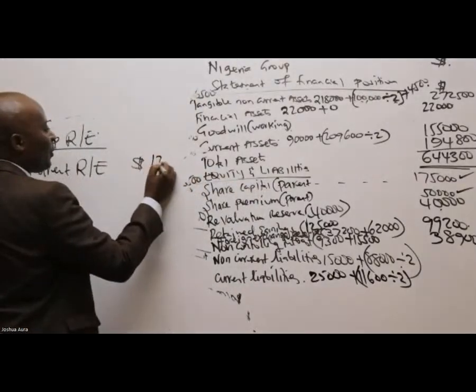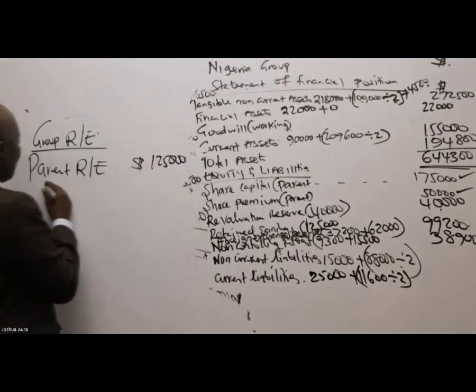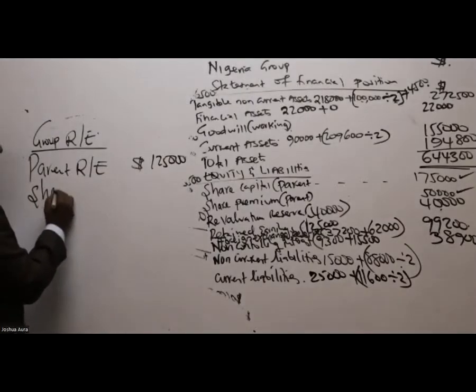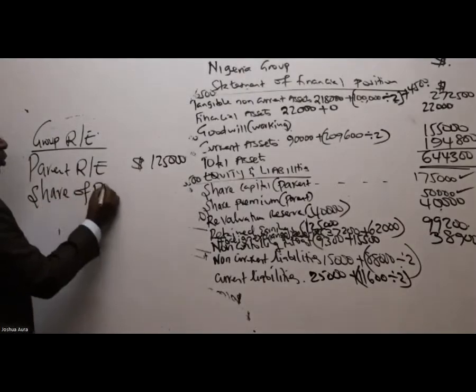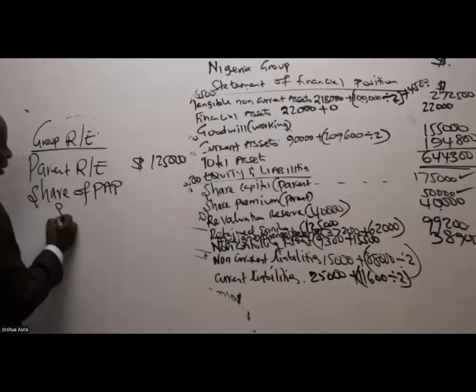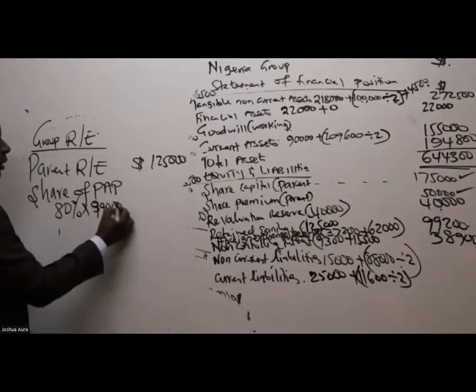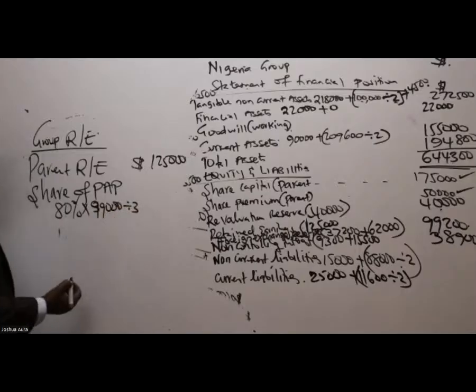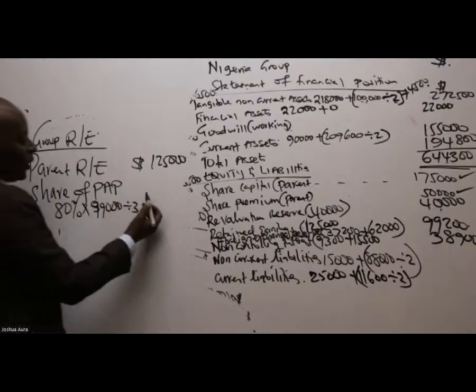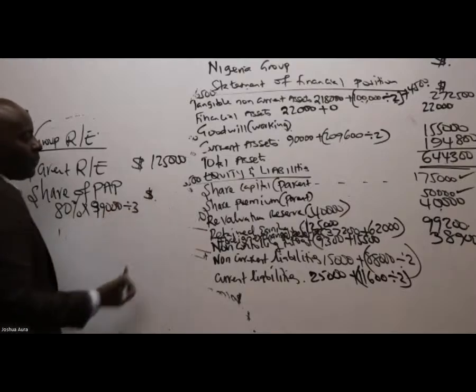So remember here we can only bring what here? The share of POP. Share of POP alone. It will be 80% of the 33 or 99,000, but divided by 3. So could you kindly give me this figure? What will it come to, somebody?